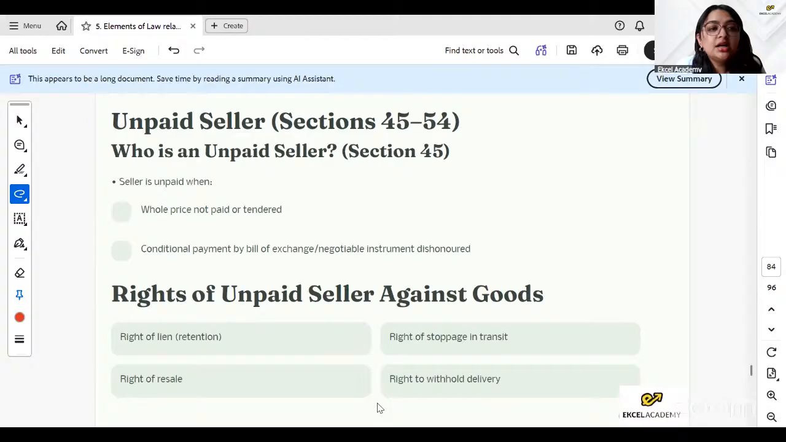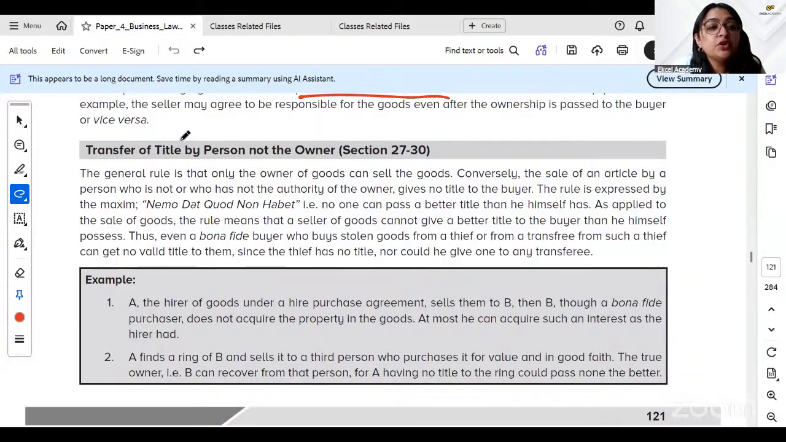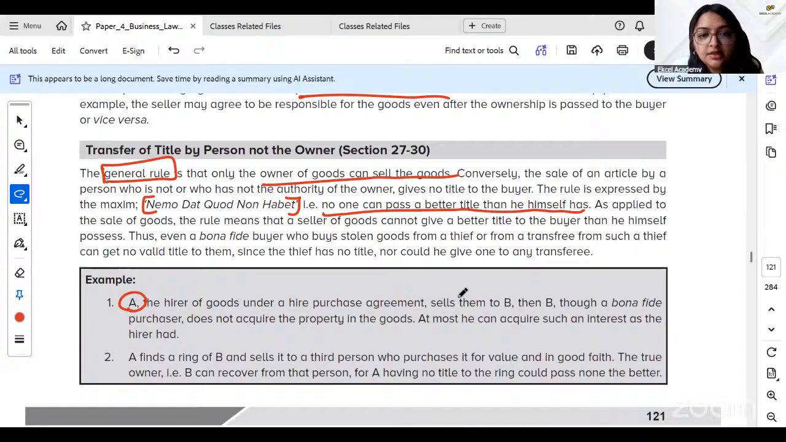So we started off with the concept of transfer of title by a person who is not an owner. What is the general rule? The general rule is that only the owner can sell the goods. And what is the maxim? The maxim is nemo dat quod non habet, that is, no one can pass a better title than he himself has. Now, in case, let's say, for example, A is the hirer of goods under a hire purchase agreement, sells them to B, and B is a bona fide purchaser. What is a bona fide purchaser?